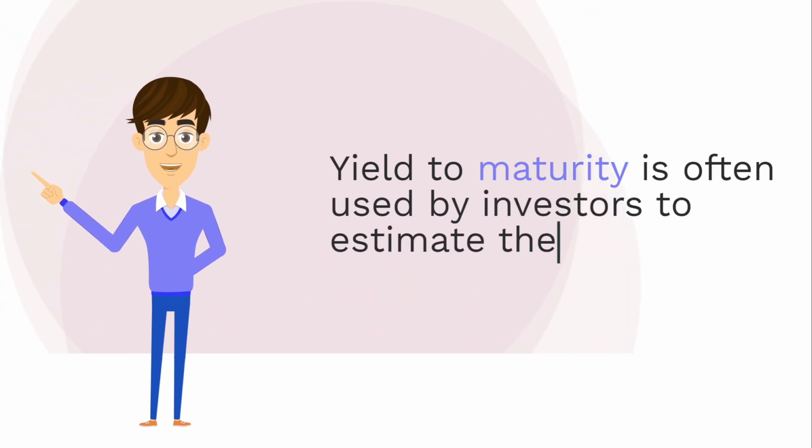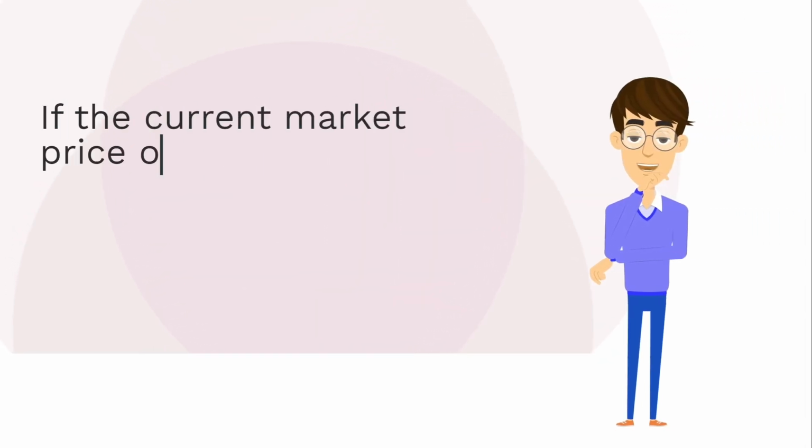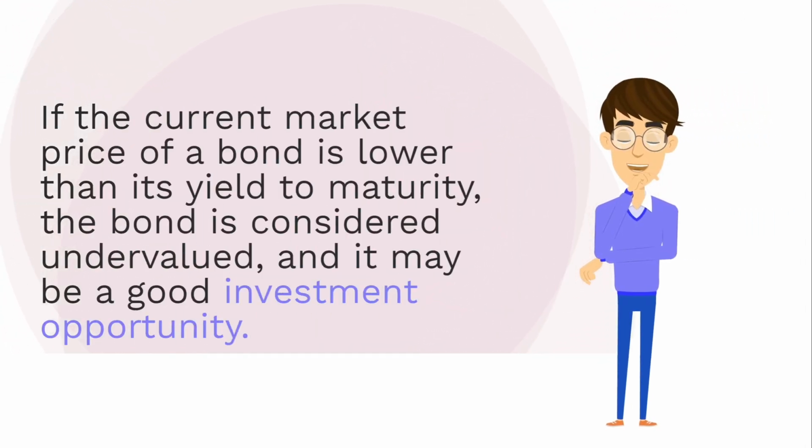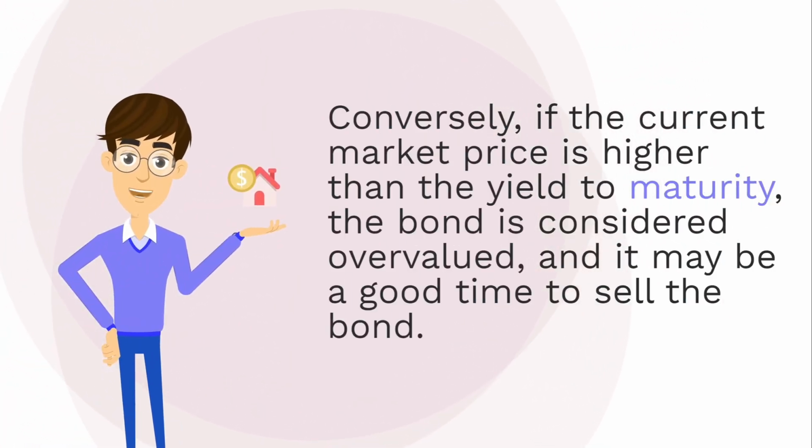Yield to maturity is often used by investors to estimate the fair value of a bond. If the current market price of a bond is lower than its yield to maturity, the bond is considered undervalued, and it may be a good investment opportunity. Conversely, if the current market price is higher than the yield to maturity, the bond is considered overvalued, and it may be a good time to sell the bond.